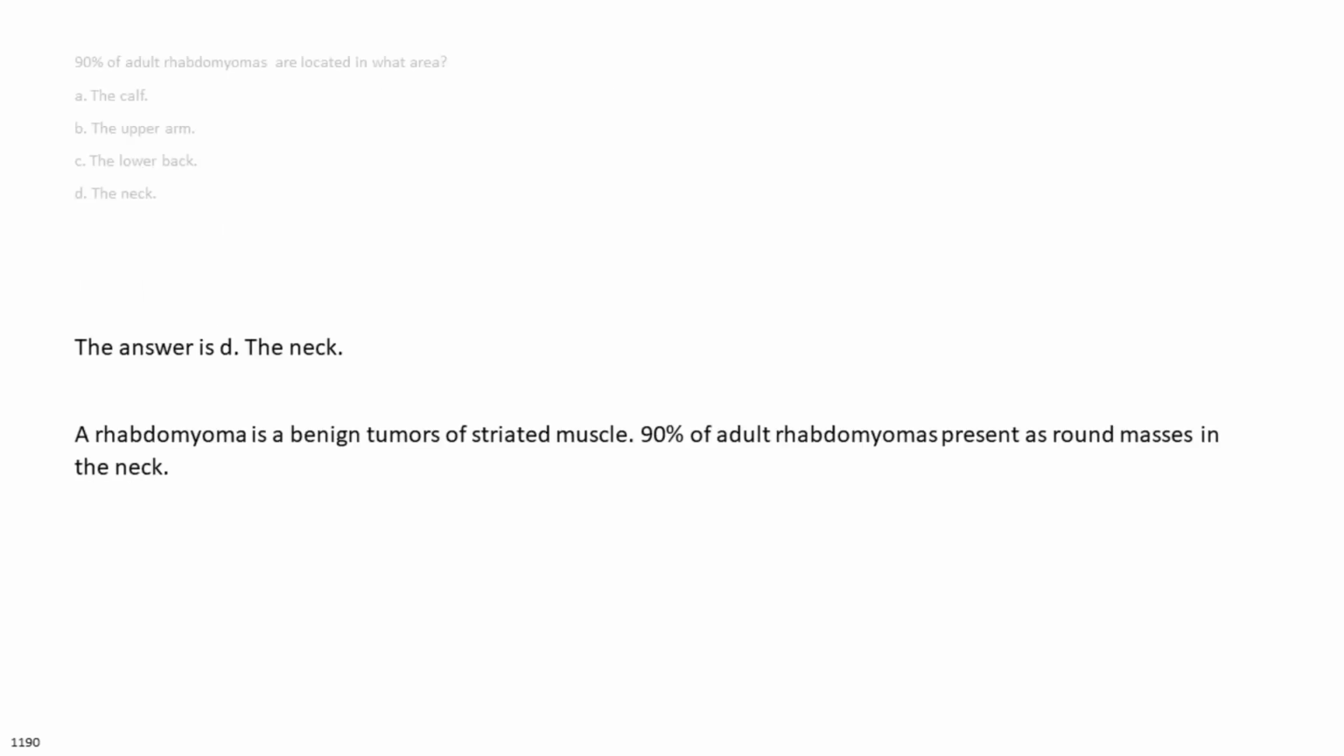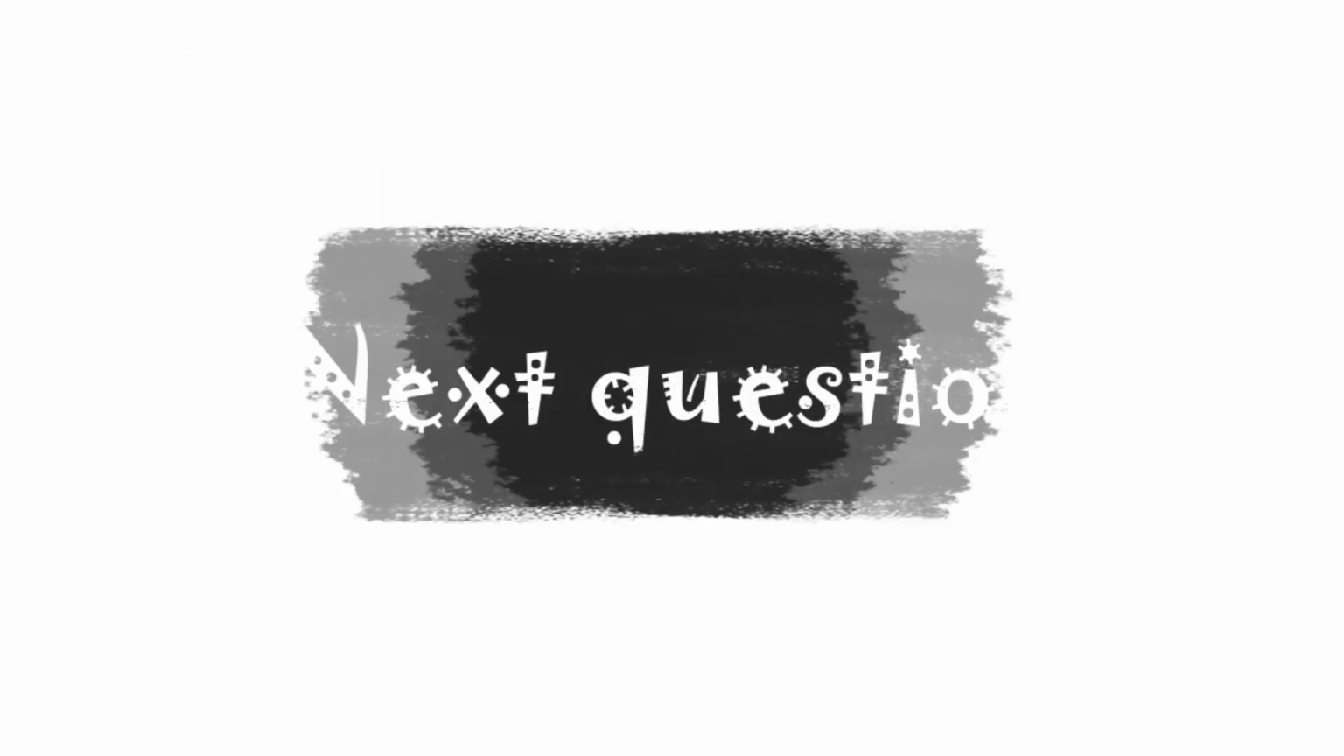The answer is D. The neck. A rhabdomyoma is a benign tumor of striated muscle. 90% of adult rhabdomyomas present as round masses in the neck.